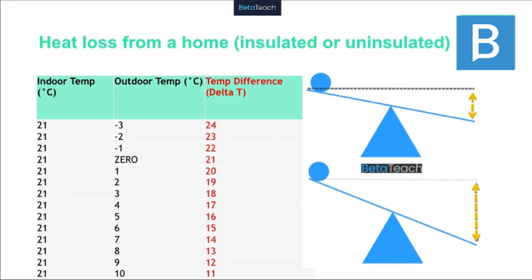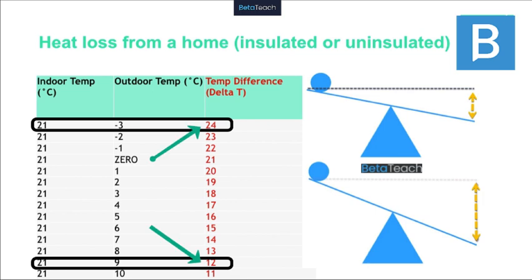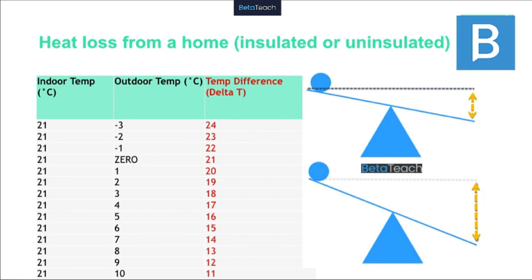So insulation slows things down, but as we saw in the last video, if we halve the difference in temperature between inside and outside, we halve the speed heat moves, and that always happens whether you've got insulation or not. So let's have a look at our next slide.